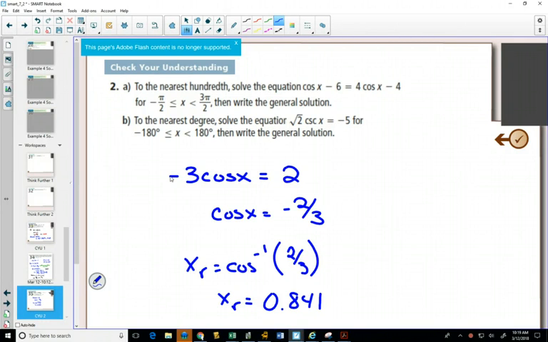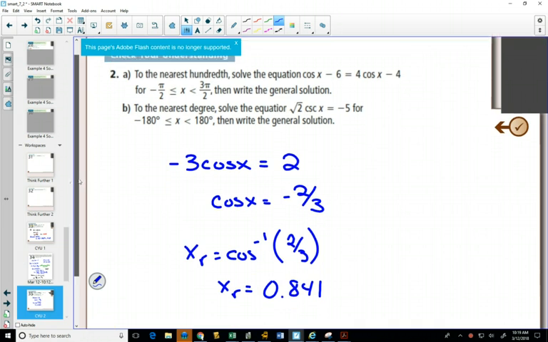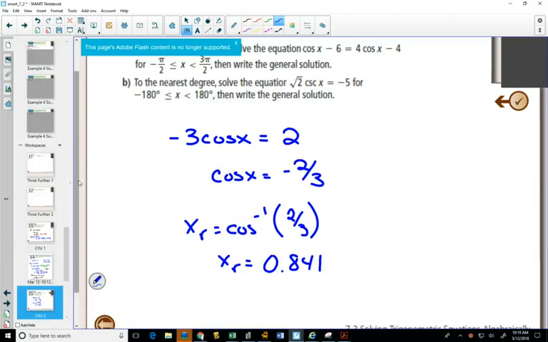And now cos is negative. We know from our CAST rule that cos is negative in quadrant 2 and quadrant 3. So in quadrant 2, you're going to do pi minus your reference angle. So I get 2.3, to the nearest hundredth would be 2.30. And in quadrant 3, it would be pi plus my reference angle, which is 3.98.